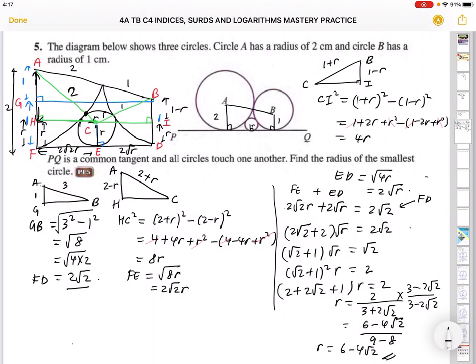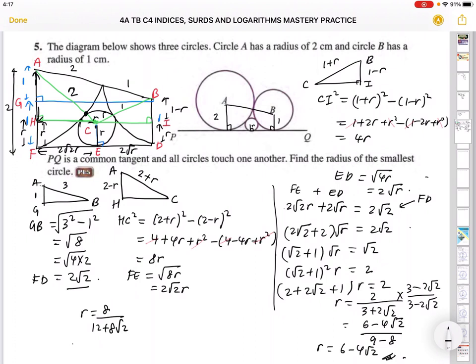Now take note that the answer given in the textbook, they didn't simplify further. They actually stopped at R equals to 8 over 12 plus 8 root 2. It's actually the same thing. Yeah, this result is the same. I actually went on and simplified further.